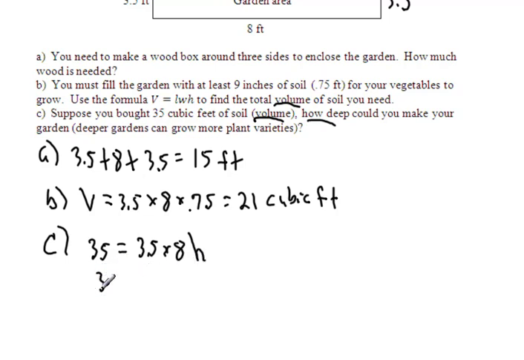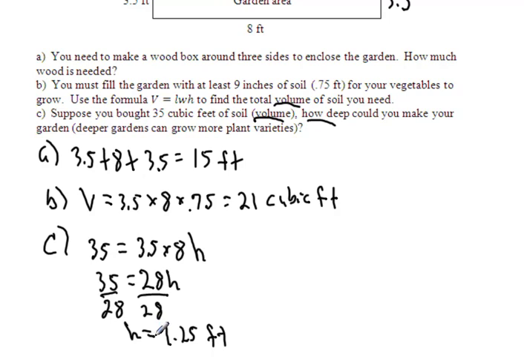So let's break open our calculator. 35 is equal to 3.5 times 8. That gives me 28h. And then we can solve for h by dividing by 28 on both sides. And when we do, I get h equals 35 divided by 28, which is 1.25 feet.